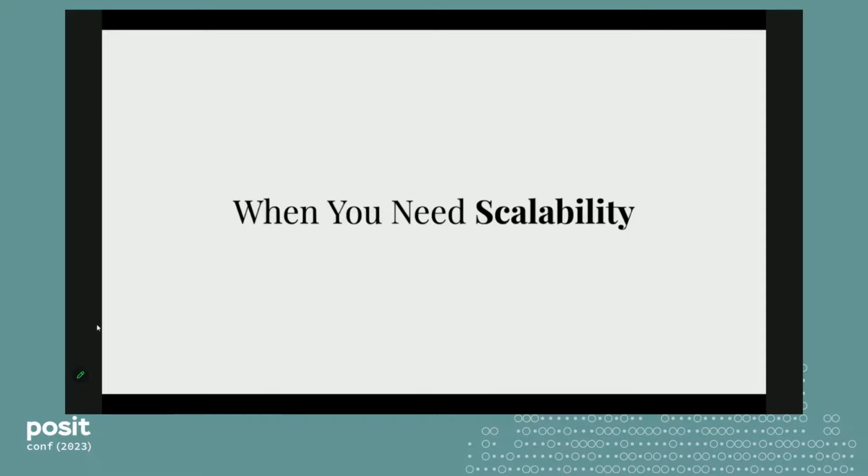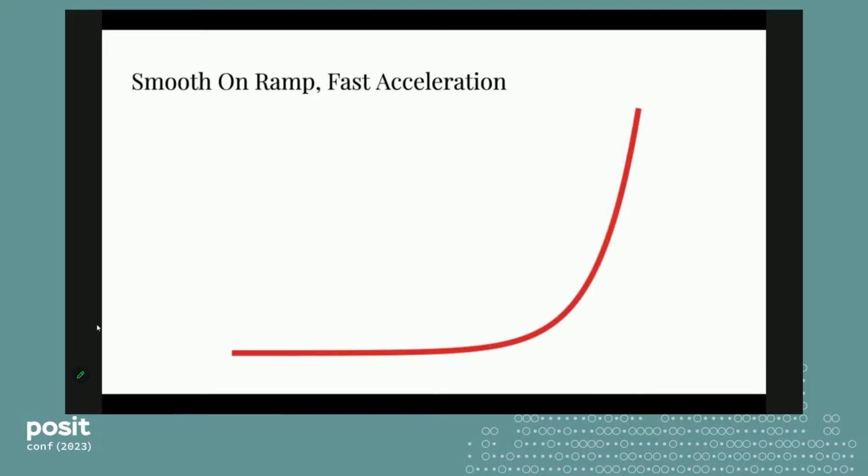So the last scenario when I think you might want to use Shiny for Python in your workflow is when you need scalability. Now, the nice thing about Shiny for Python is that it's good for all parts of the process. It allows you to have a smooth on-ramp to build really fast, simple, but really good-looking apps. But it also is there to support you when that app becomes mission critical and you have to scale it up and get it ready for production.